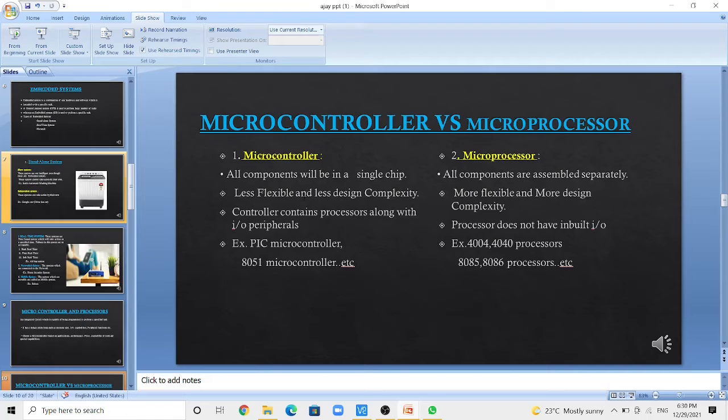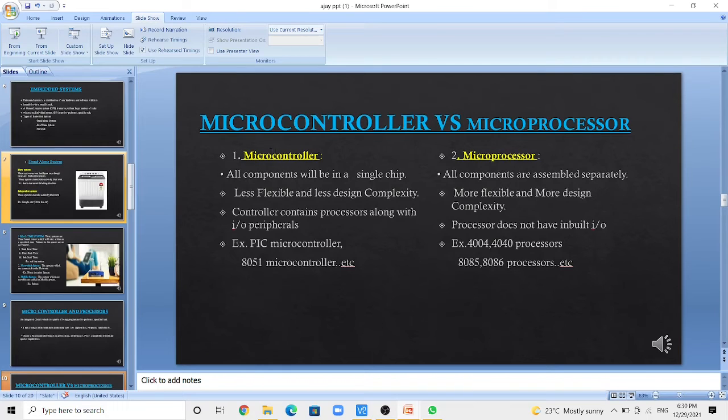Whereas a microcontroller has less flexibility and less design complexity. Flexibility is less and complexity is less. Whereas in a microprocessor, flexibility is more and complexity is high. A controller contains a processor along with I/O peripherals. Processors do not have inbuilt I/O. Okay?